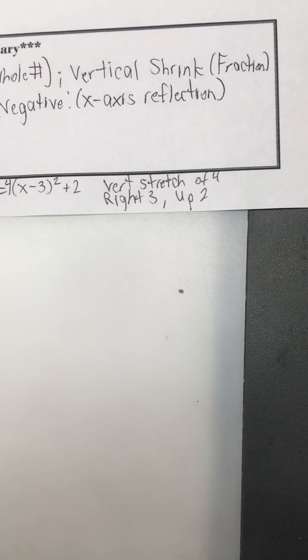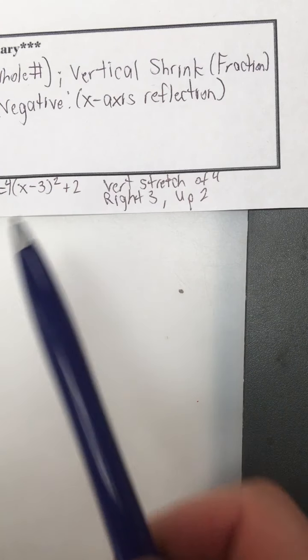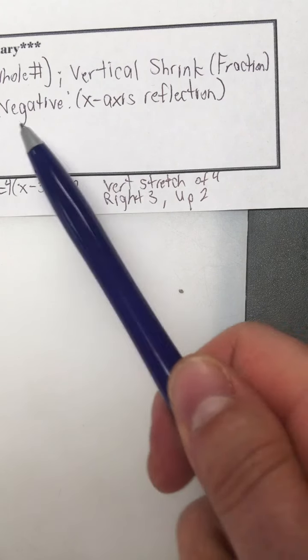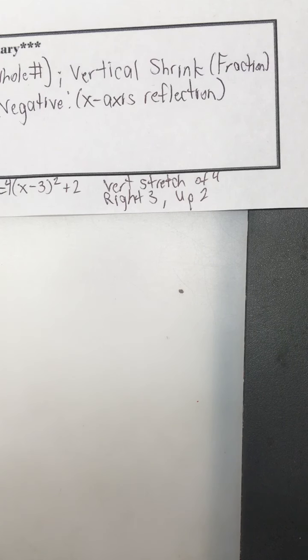So on that worksheet, it asks on the bottom half to list the transformations. These are the things you would list for that specific problem. All right, if there's a negative in front, you'd also say there's an x-axis reflection. But that didn't happen here.